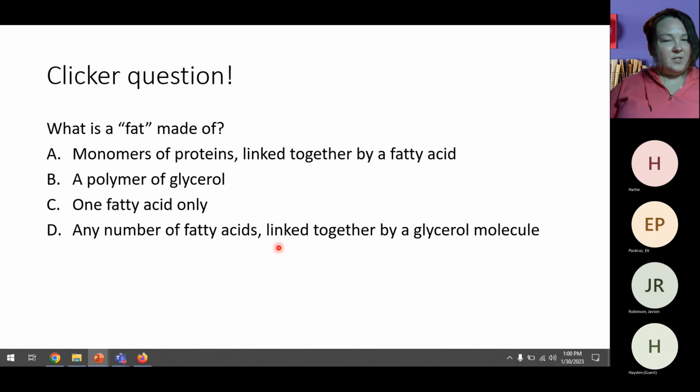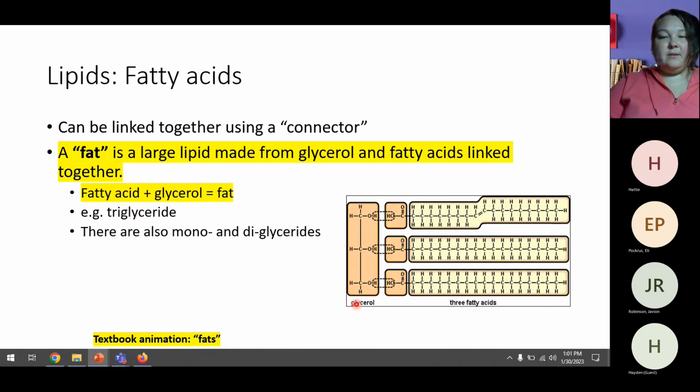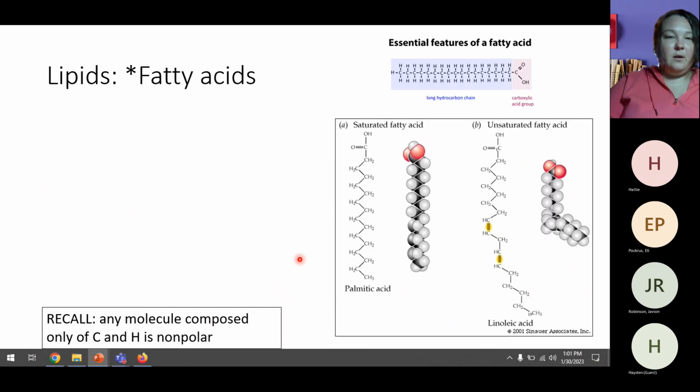All right, 67% chose D, which is the correct answer. B, a polymer of glycerol. A polymer of glycerol doesn't actually exist. Polymer, remember, means many. A polymer of glycerol would be many glycerols. So that doesn't really exist. And remember, this is glycerol, the connector molecule.